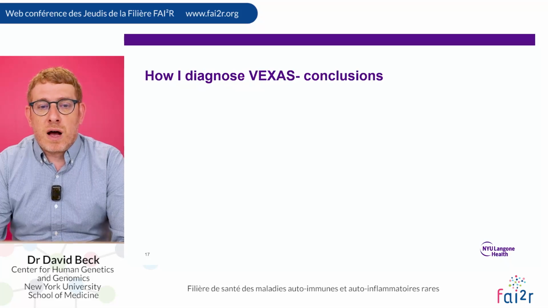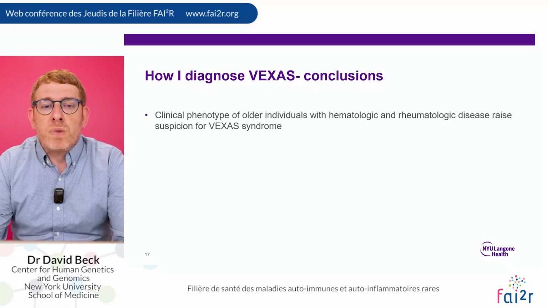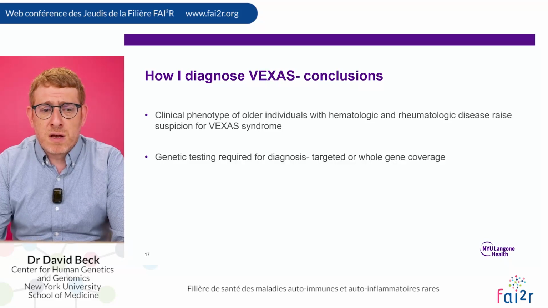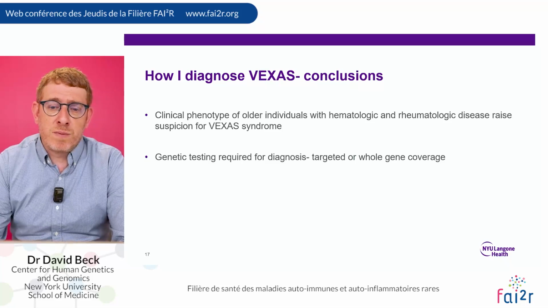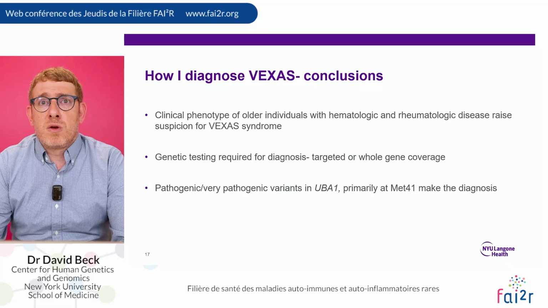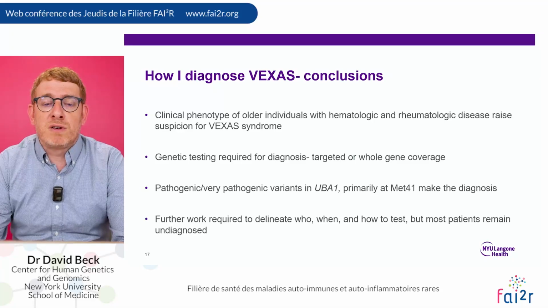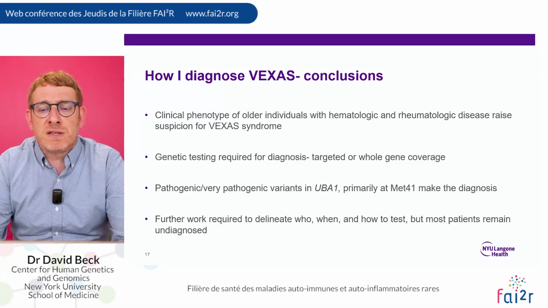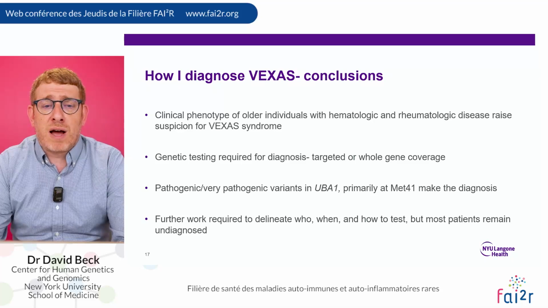So just to conclude, the clinical phenotype of VEXAS is predominantly in older individuals with hematologic and rheumatologic disease. It should raise suspicion for VEXAS syndrome. Genetic testing is required for the diagnosis, either targeted, just looking at one region of UBA1, or whole gene coverage. You need to have a pathogenic or a likely pathogenic mutation in UBA1. And the most common site is methionine 41. So this is the hotspot mutation that defines VEXAS. And then further work is required to delineate who, when, and how to test for this disease because most patients still remain undiagnosed.